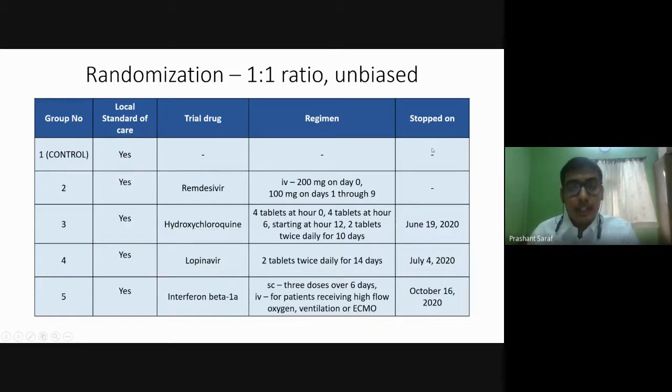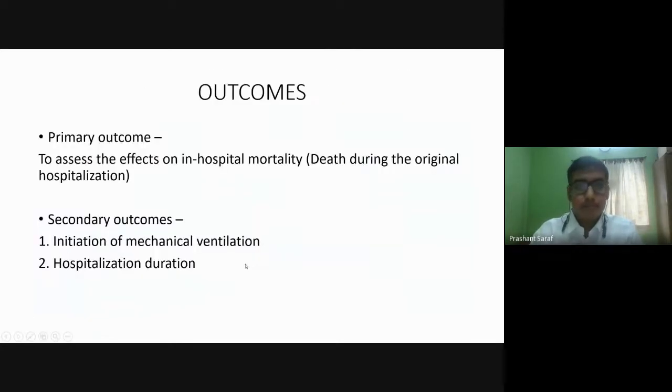The article mentions that the 3 drugs, hydroxychloroquine, lopinavir, and interferon beta 1, were stopped, and the dates are mentioned here: June 19, July 4, and October 16. The point that we have to understand by mentioning the regimen is that the drugs, hydroxychloroquine and lopinavir, were given as the tablet, that is the oral formulation. So the patients who were on ventilation were excluded from receiving these drugs.